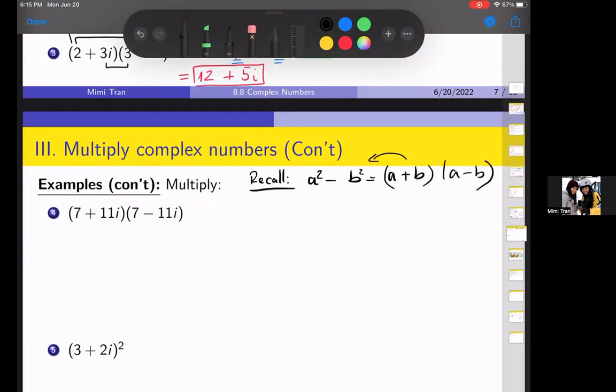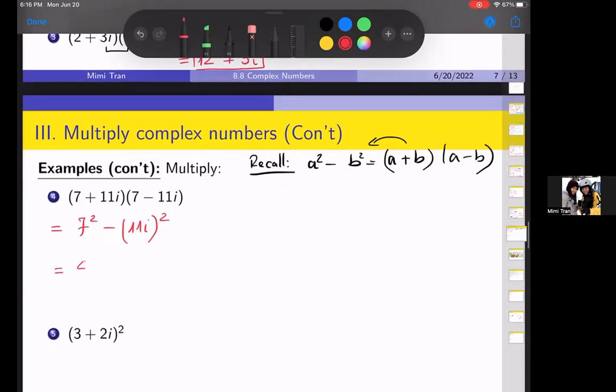Now we're going to reverse engineer, right? We have a plus b times a minus b. We can rewrite it as a squared minus b squared. Here, a is 7, right? So 7 squared minus b is 11i, so (11i) squared. Make sure you put the parentheses around 11i because you square both 11 and i, not just i, right? 7 squared is 49. (11i) squared, 11 squared is 121.